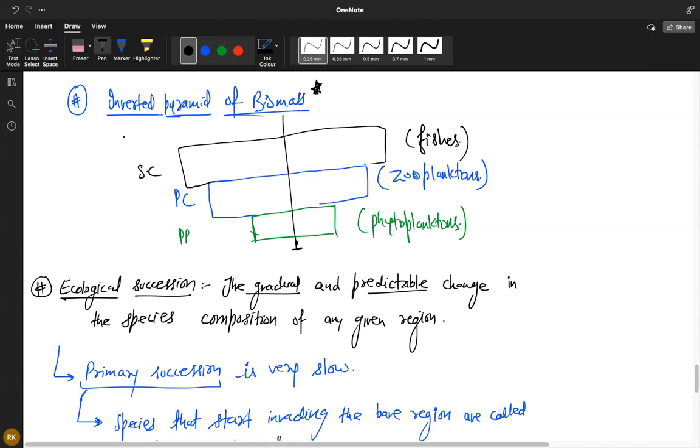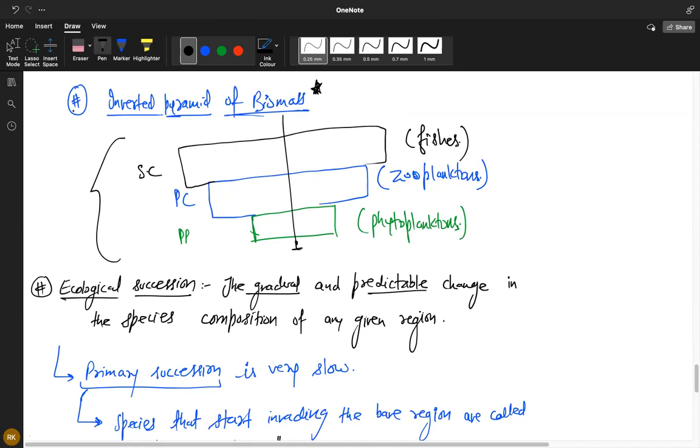But in this case also, I told you that the pyramid for biomass can be inverted, but the pyramid for energy flow, even in this system, will always be upright. So phytoplanktons with a small biomass will have a huge energy. That's how they are sustaining a higher biomass of zooplanktons.